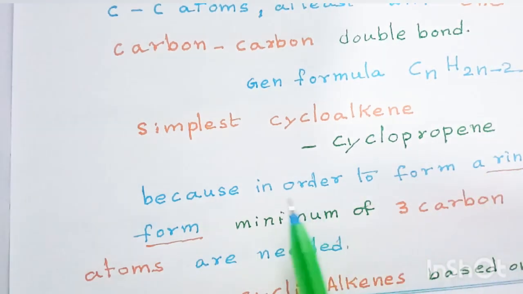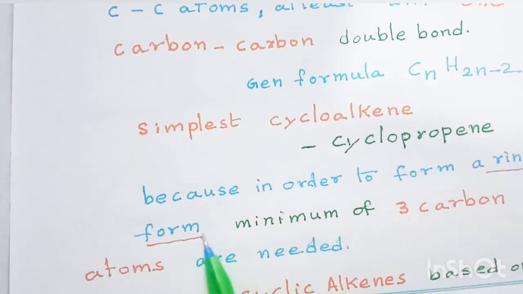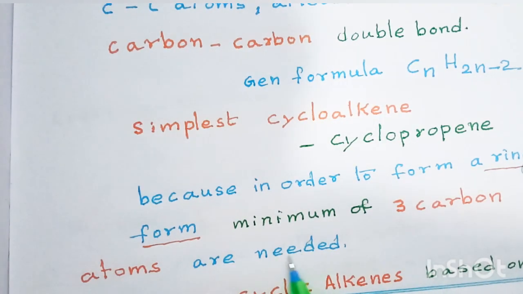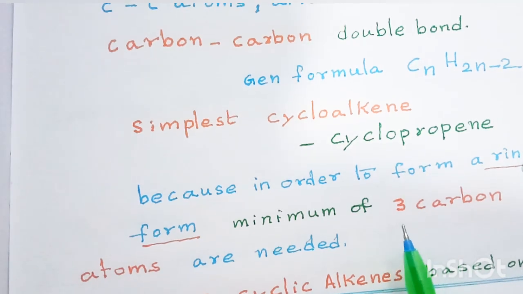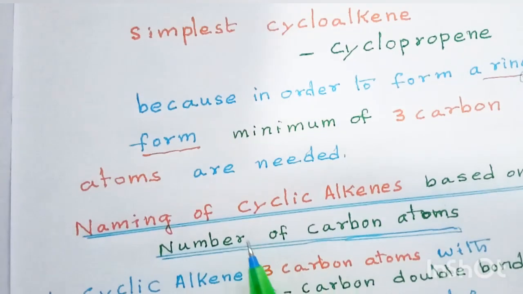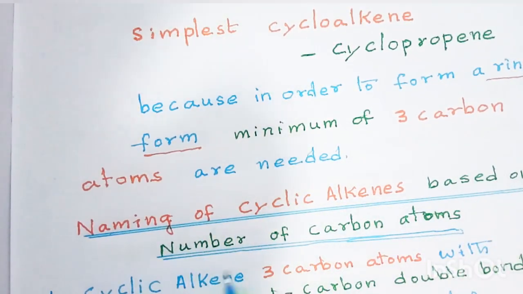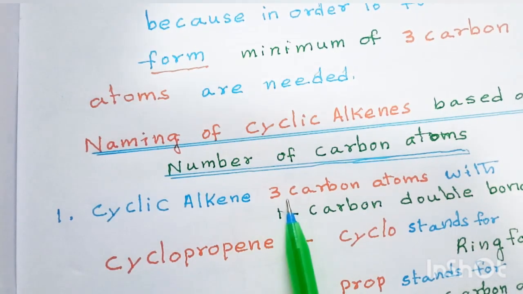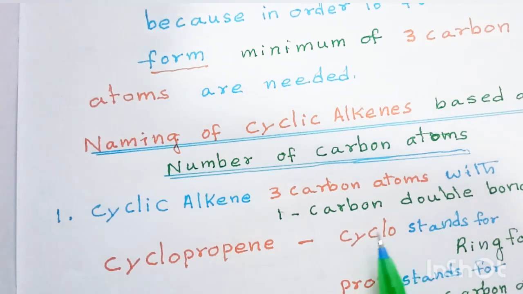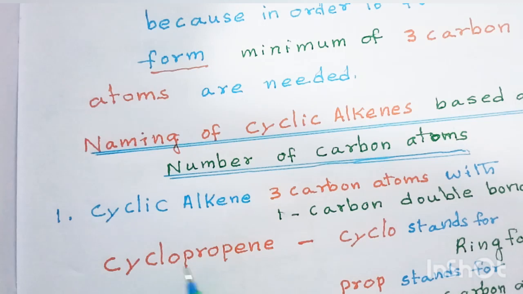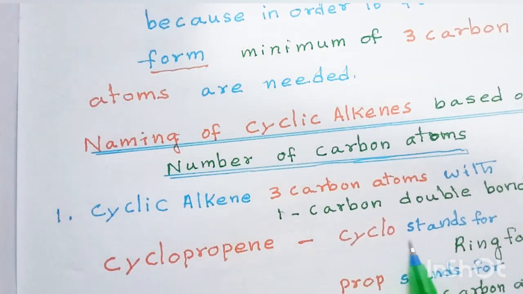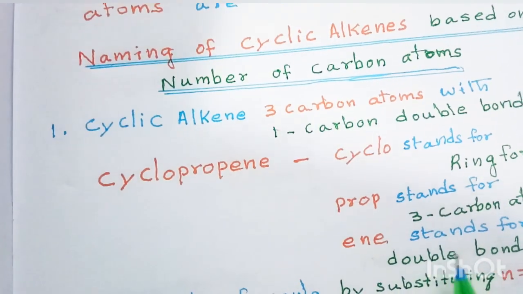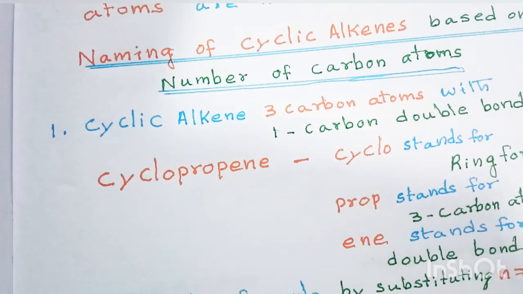Why is cyclopropene the simplest form? Because in order to form a ring structure, a minimum of three carbon atoms is required. So when three carbon atoms are there, it is called prop. It is also called en because of the double bond. So let's start naming the cyclic alkenes based on the number of carbon atoms they have. A cyclic alkene with three carbon atoms with one carbon-carbon double bond is cyclopropene. Cyclo stands for ring form. Prop stands for three carbon atoms. En stands for a double bond between two carbon atoms.